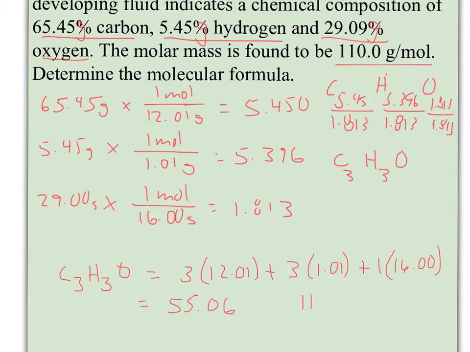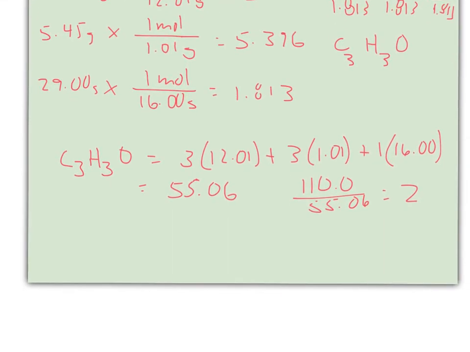So I compare the two by taking the 110.0 divided by the 55.06, and you can probably tell it's going to be very close to 2. And in fact, it is 1.9978, or twice as much. So then I know that my empirical formula needs to be doubled. So I take 2 times the C3H3O, and it becomes C6H6O2 for my molecular formula.